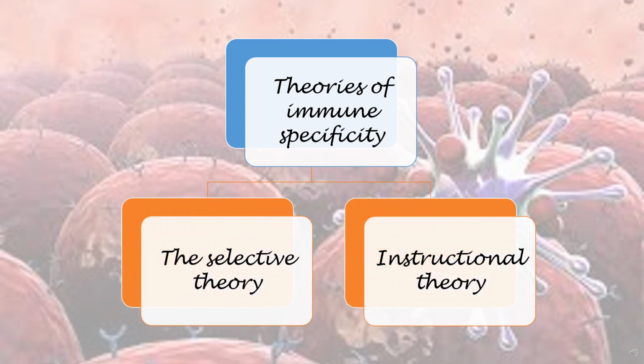The theory of immune specificity is the idea that the adaptive immune system can distinguish between different pathogens. This ability is a fundamental property of adaptive immunity. Two major theories were proposed to account for this specificity: the selective theory and the instructional theory.